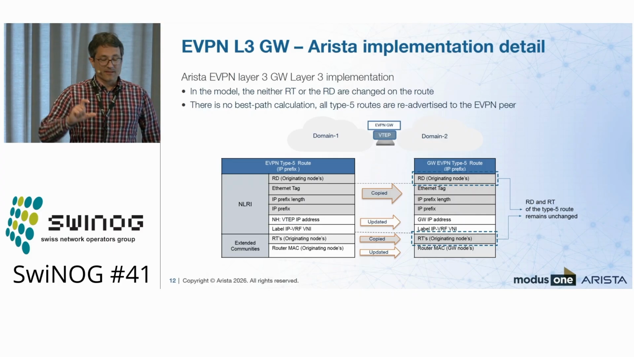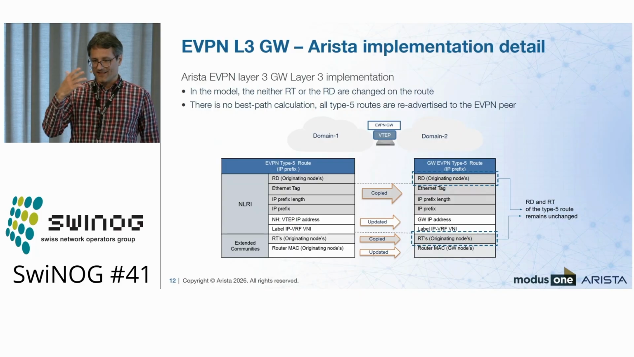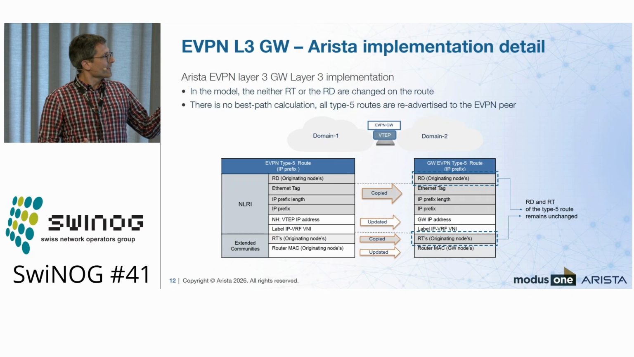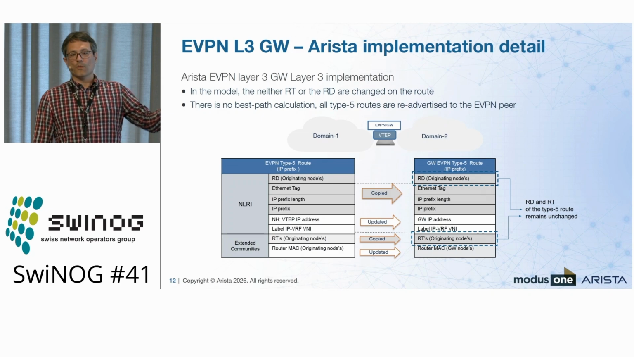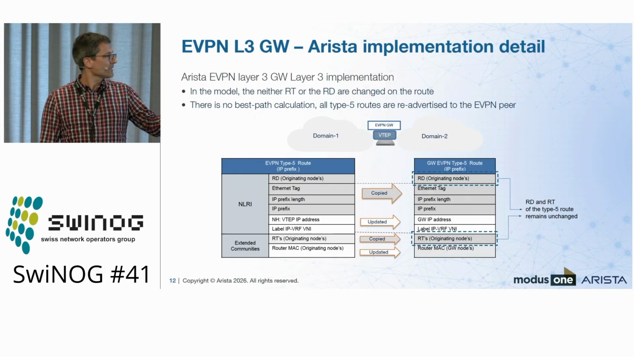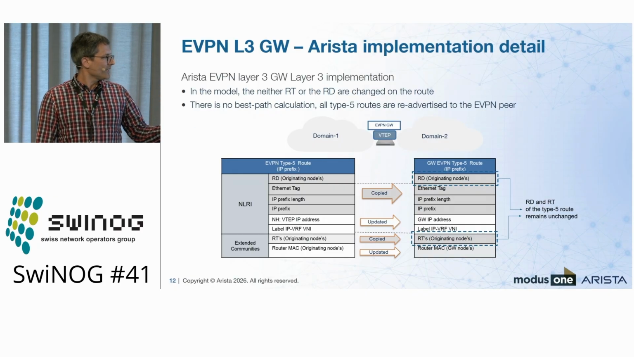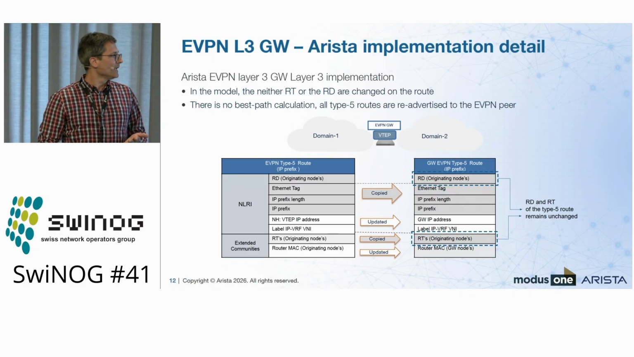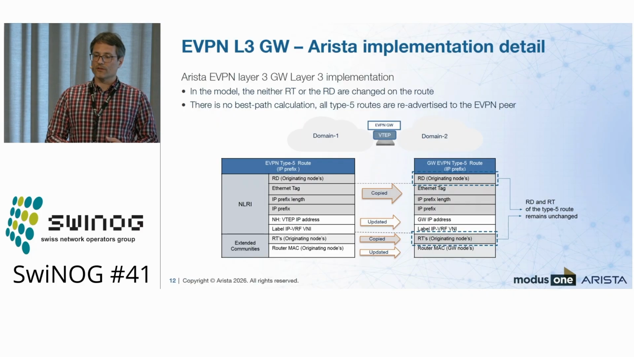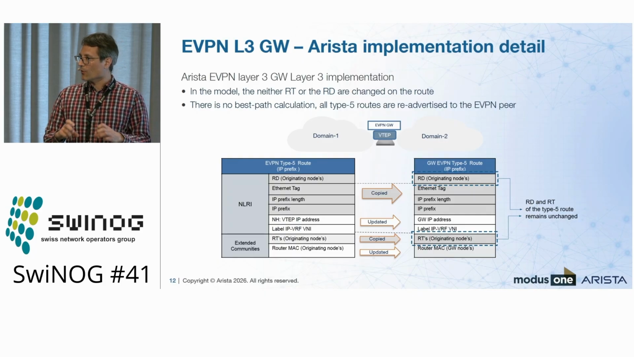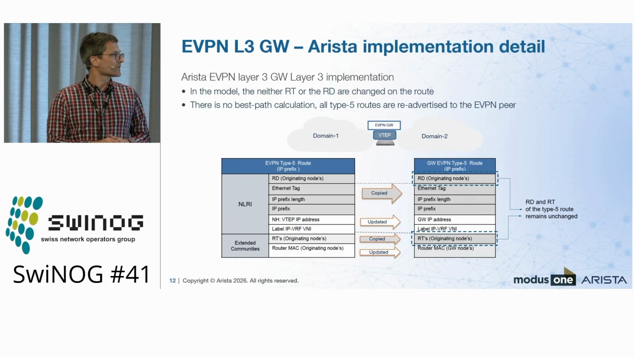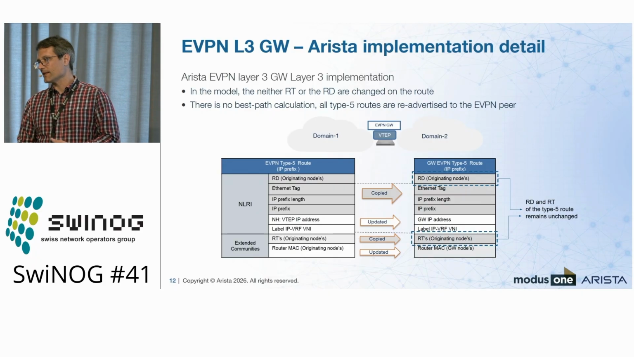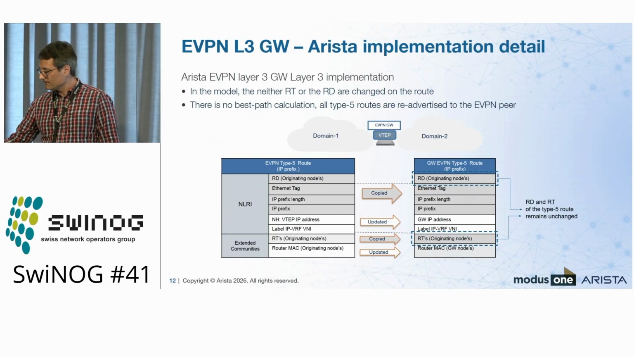Now, if we look at the route type, at the data that is exchanged through BGP, the gateway actually copies most of the data from this route, but it updates the next hop, potentially the label or the VNI, and also the router MAC. It uses its own router MAC to originate what it advertises. The other things are basically just copied normally.